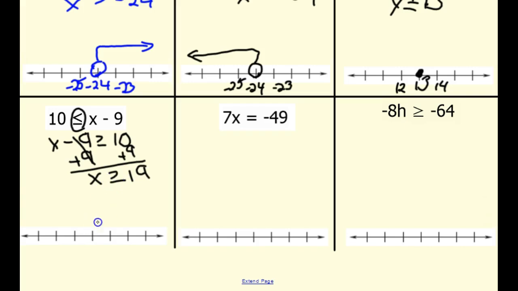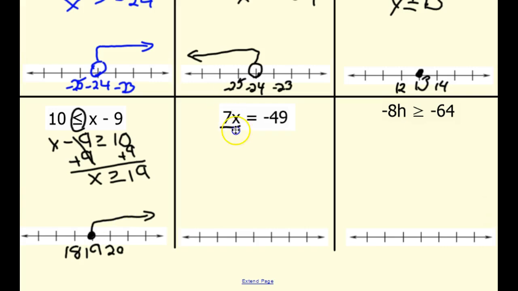Now it's greater than or equal to, so it's a closed circle pointing to the right. So we have 19, anything that is greater than or equal to 19 will be our answer.